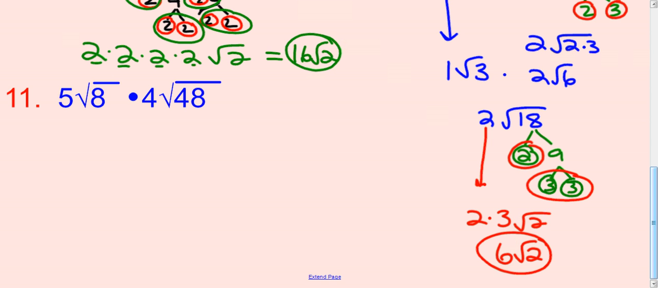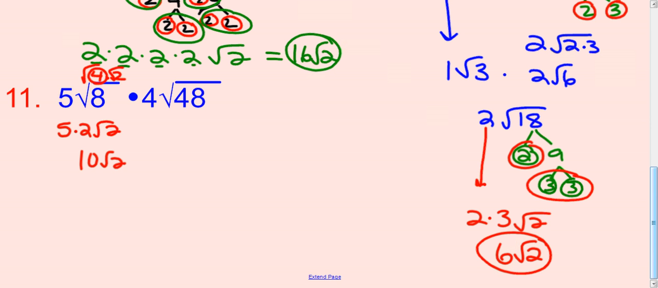Okay, on the next one, we are going to break these down first. So hopefully you'll kind of start to see some patterns here. But 8 becomes 4 times 2, and the square root of 4 is 2, so this becomes 5 times 2 root 2. Hopefully you can see that, right? Square root of 4 is 2, so 5 times square root of 4, which is 2 root 2, becomes 10 root 2.